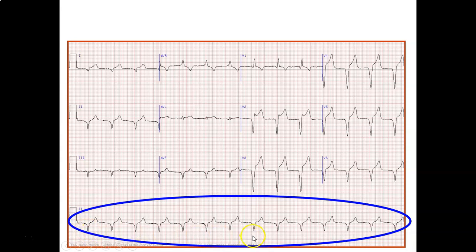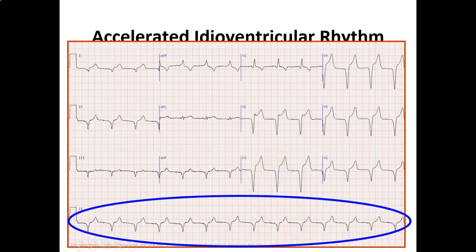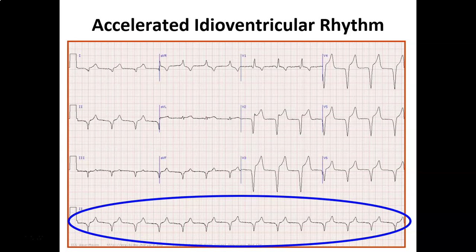It's regular, no P wave. QRS complexes are wide. So again, this is your accelerated idioventricular rhythm.